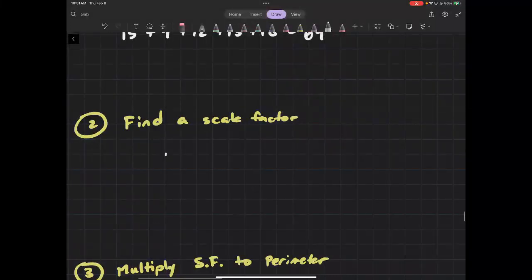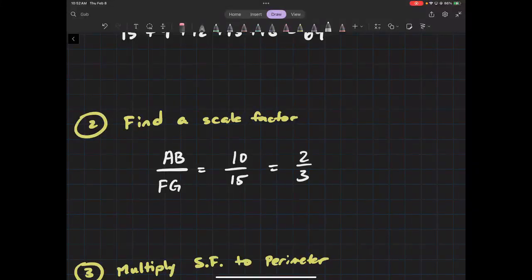So if I do AB over FG, that's equal to 10 over 15, right? What's 10 over 15? 2 over 3. Okay, so that's your scale factor. So k is equal to 2 over 3.